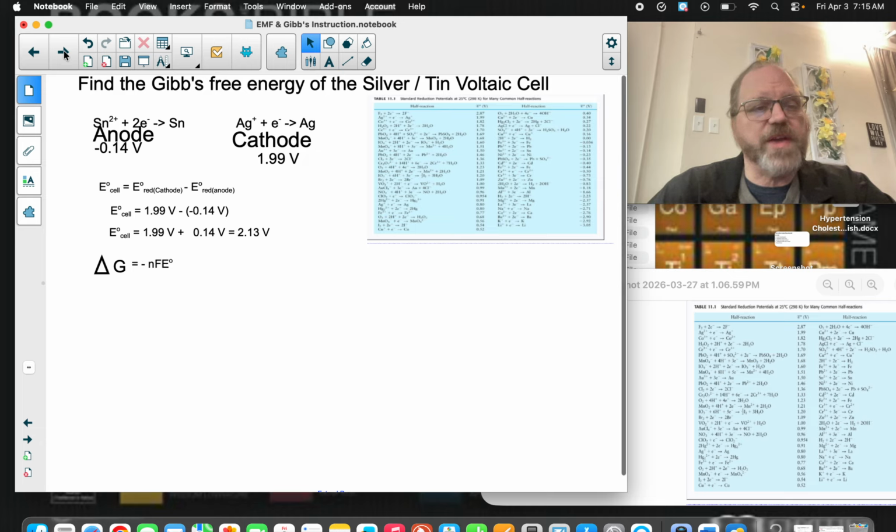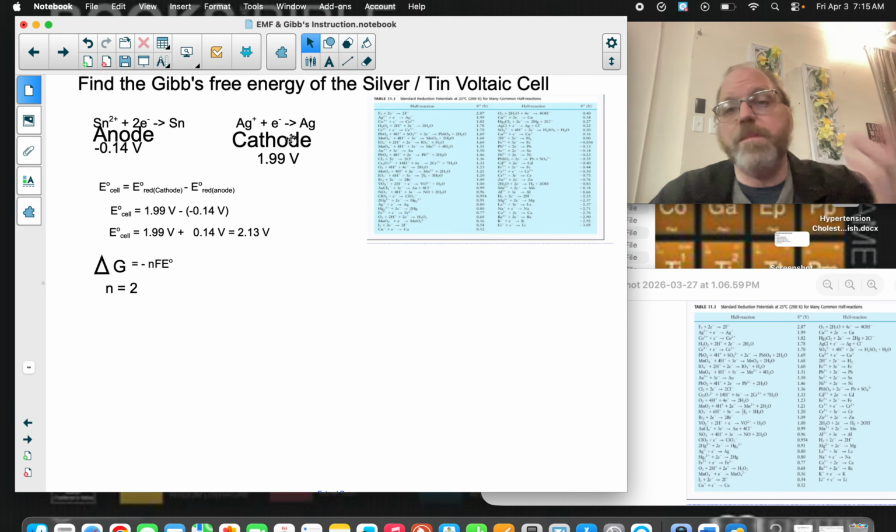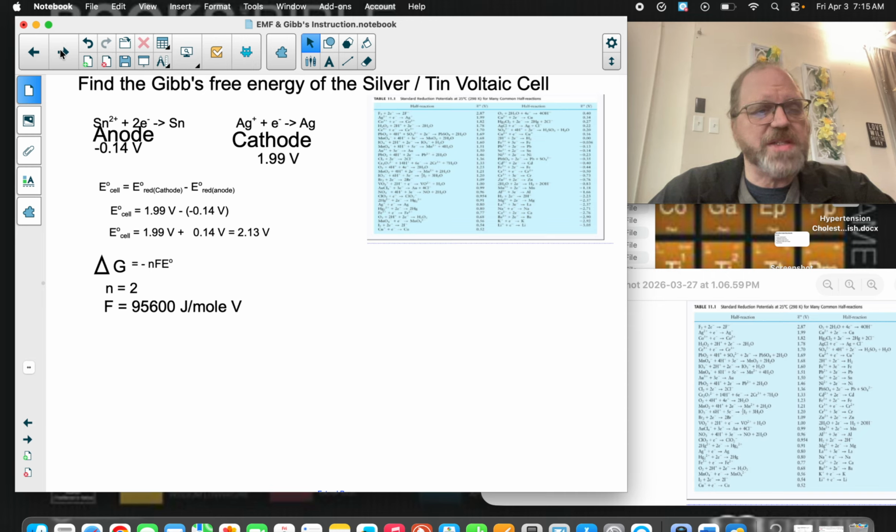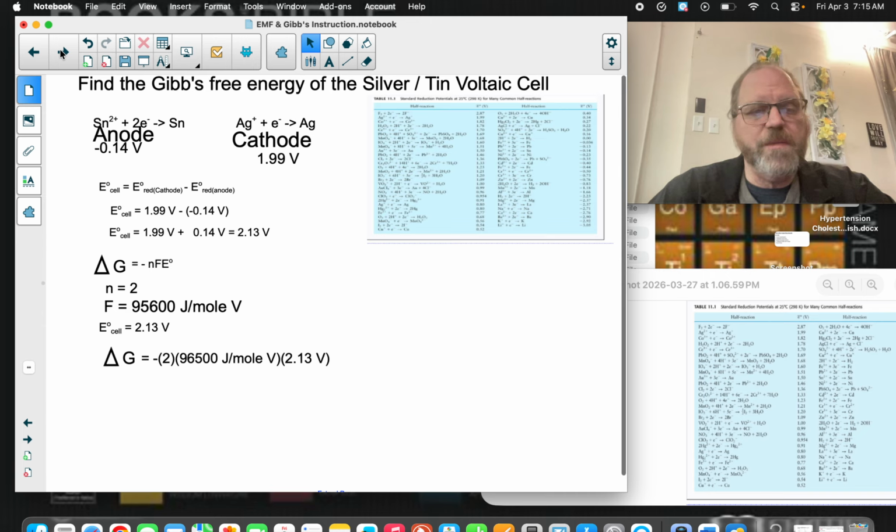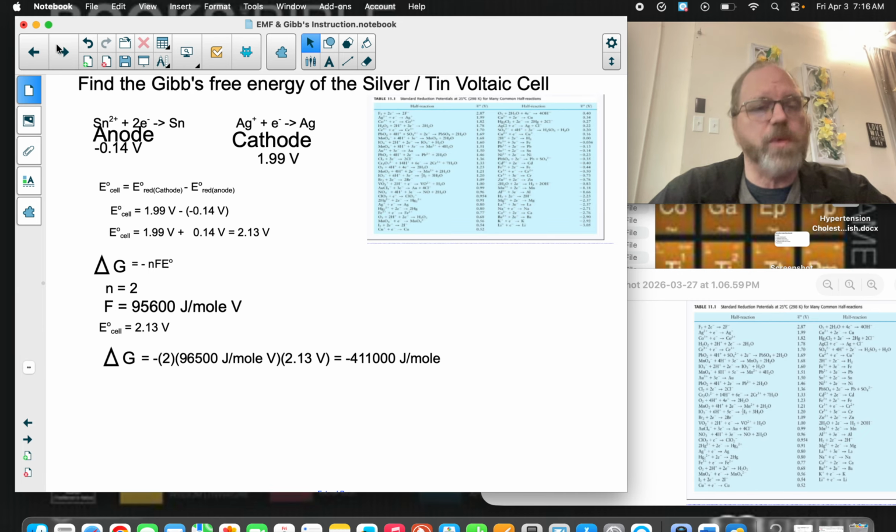All right, so for Gibbs, delta G is negative nFE. So n is 2 because we're gaining 2 and losing 1, but it's going to be 2 to multiply. All right, so we're going to take 96,500 joules per volt and my 2.13, plug them in. Volts are going to cross out. We're going to get negative 411,000 joules per mole, divide by 1,000. We're going to get negative 411 kilojoules per mole. That's my spontaneity of reaction. This is a spontaneous reaction, because remember, if it's negative, it's a spontaneous reaction.